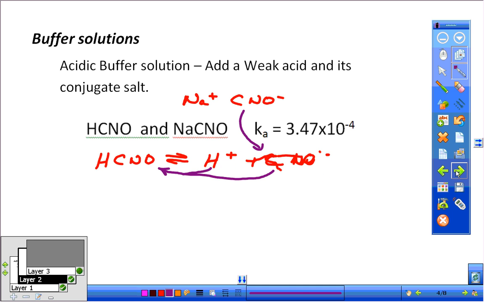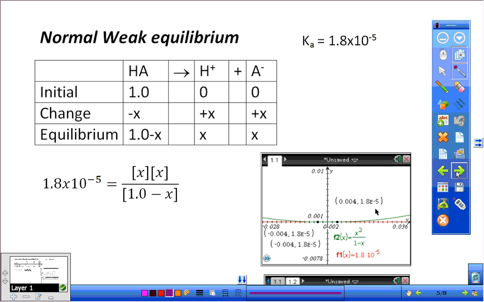So we're going to look at a general equilibrium situation, then we're going to look at a buffered equilibrium situation. If we look at this next screen, this is the typical equilibrium that we've done for acids and bases. We start out with an acid, it dissociates into H plus and A minus. Initially, so we're going to use ICE.